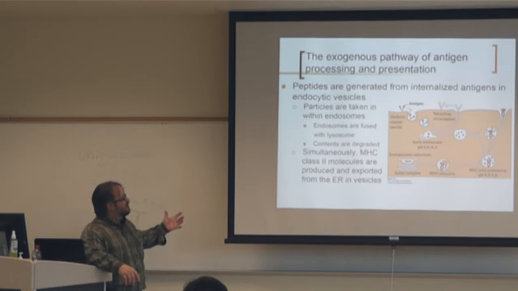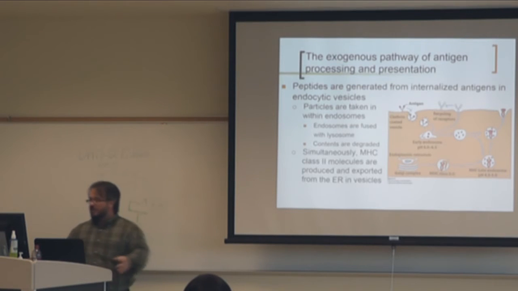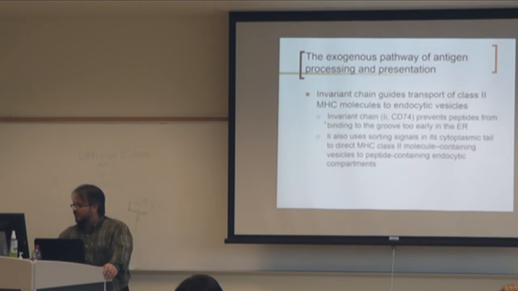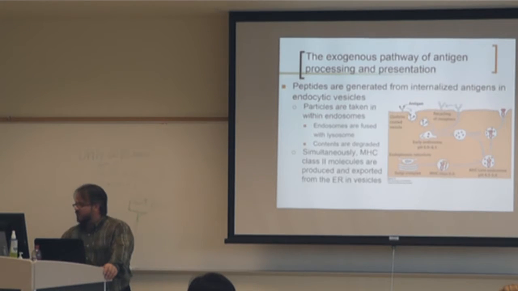So it's the exogenous pathway. It starts with, for example, here's an example where we've got antibodies that are bound to antigen. They are brought into the cell and release antigen into the early endosome. This early endosome will now fuse with a late endosome, which is going to have your MHC. So here we have our invariant chain shape. We're going to look at this really quick in a little bit more detail, and this is what I described.